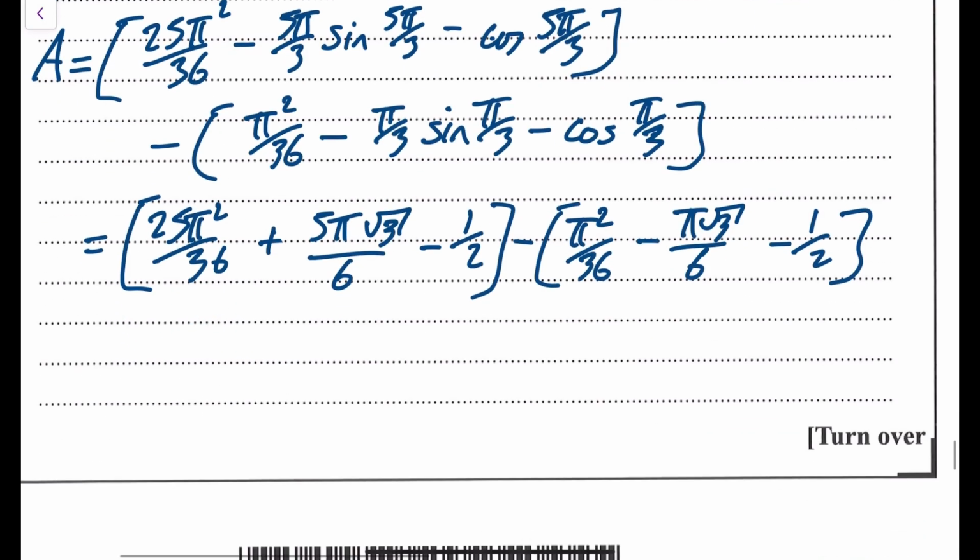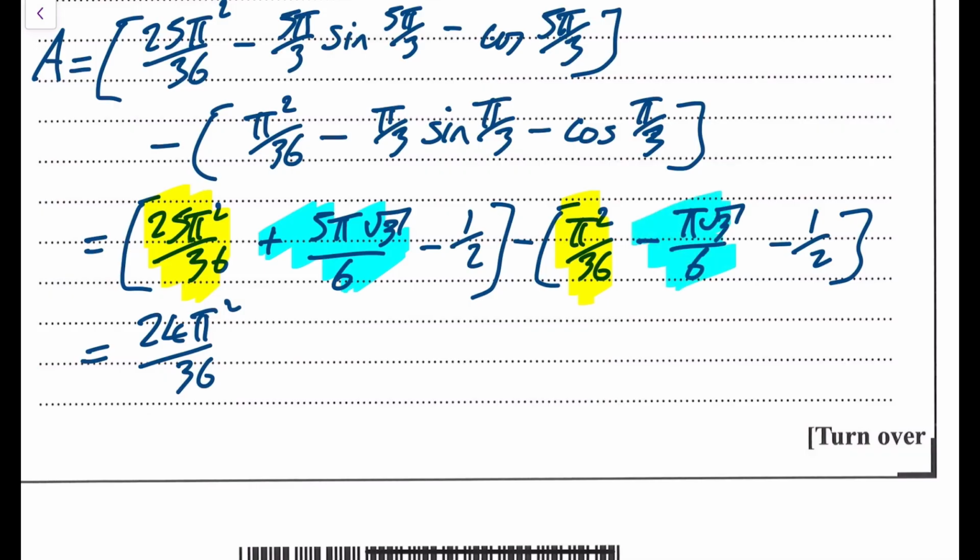So what happens here? Let's sort these bits a bit at a time. You've got this minus this, which is just going to be 24 pi squared over 36. Next thing, you've got this minus this, which is going to be plus, which is going to give you 6 pi root 3 over 6. And then the last thing you've got minus a half, minus a half. So minus a half minus a half is minus 1.